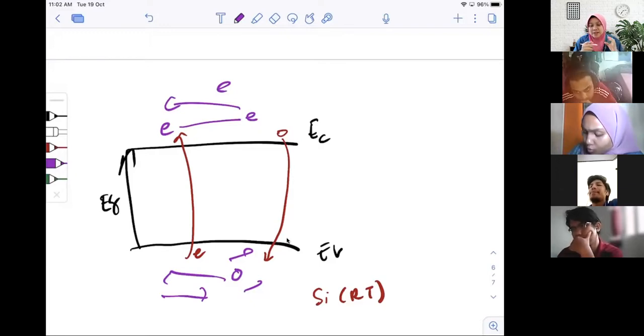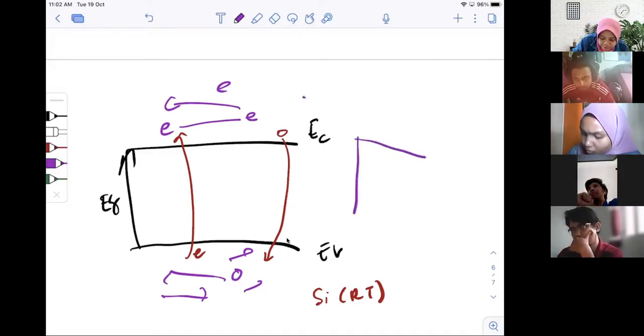Net ni maknanya dalam random dia tu ada juga yang beberapa yang pergi daripada satu arah ke satu arah, right? From the positive side to the negative side or negative side to the positive side. So when say net movement tu, kalau buka textbook lah, dia akan draw macam ni.